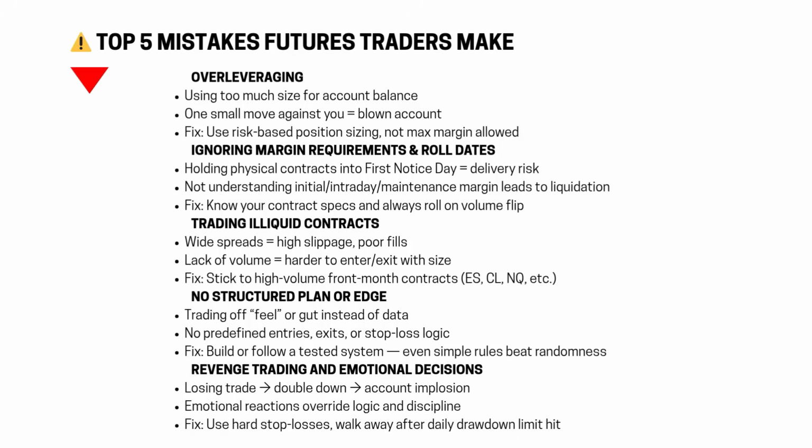And then finally, revenge trading and emotional decisions, following on from number 4 really, because it's the same sort of person that does this as well. Losing trade, double down, account implosion. You're reacting emotionally to events that are happening in front of you and overriding logic and discipline. So some simple fixes there: use hard stop losses and walk away after a daily drawdown limit is hit.